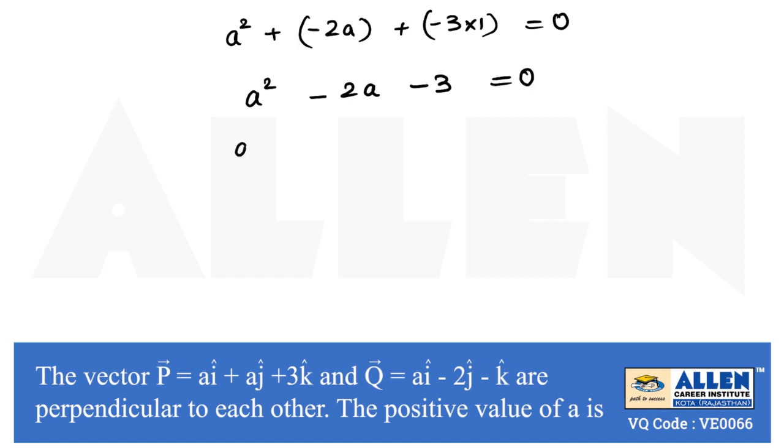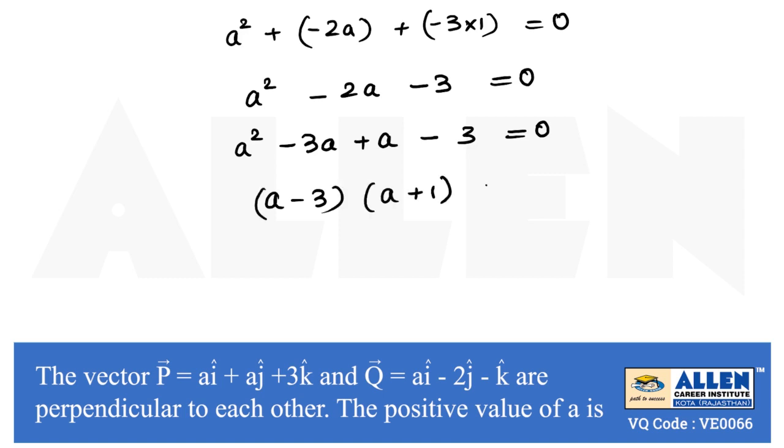Now we will solve this. It can be written as a square minus 3a plus a minus 3 equal to 0. On solving this, we will get (a minus 3)(a plus 1) equal to 0. Therefore, we are getting two values of a, that is 3 or minus 1. But in our question, we have asked only the positive value of a. Therefore, the answer of this question is 3. Thank you.